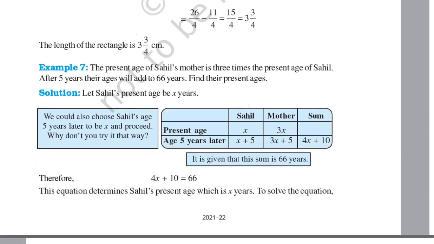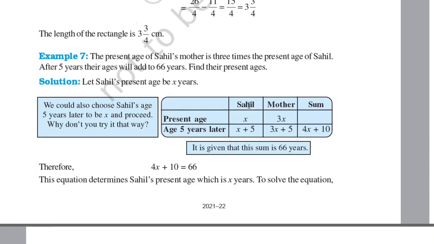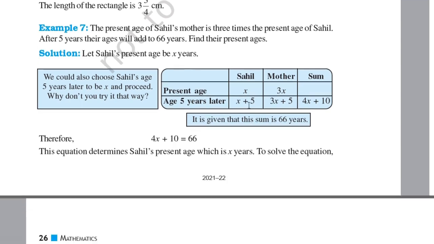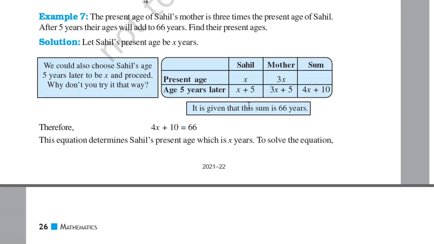So example number 7. The present age of Sahil's mother is 3 times the present age of Sahil. After 5 years, their ages will add up to 66 years. Find the present ages. So we have to find the present ages. Let Sahil's present age be x. You can see here we could also choose Sahil's age 5 years later to be x and proceed. Why don't you try it that way?